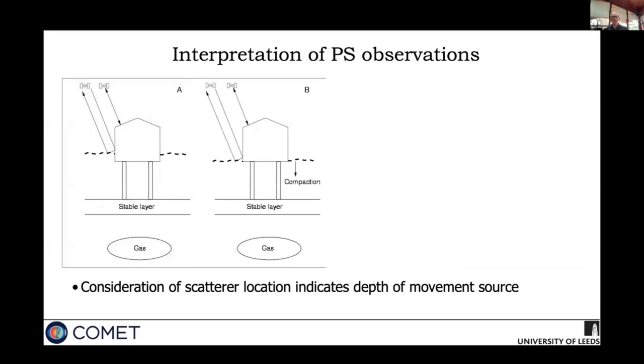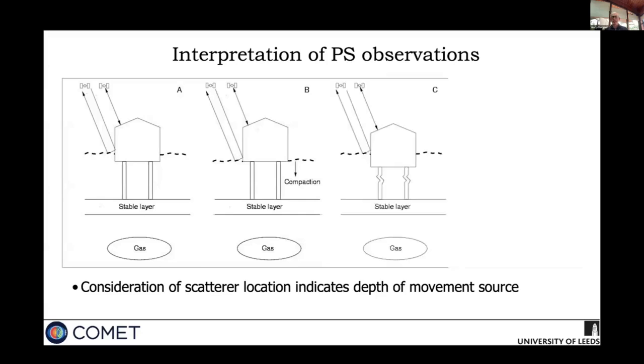So why does this matter? Well, if you think about what the deformation source is, there could be compaction of the ground, just the ground. So if we have buildings that have good foundations, the building itself might be stable, whereas the ground is subsiding. And if that's the case, the double bounces will show deformation, but the bounces off the roof won't. Okay, so by looking at these two types of scatterer differently, you can extract more information. And the flip side of that is if you have stable ground but an unstable building, you get the opposite.